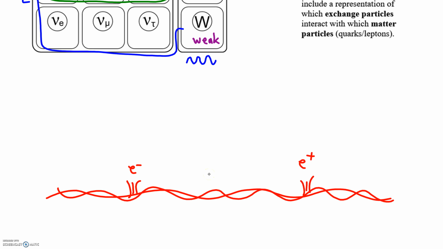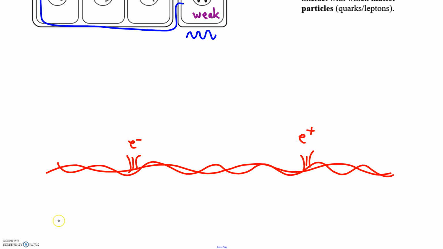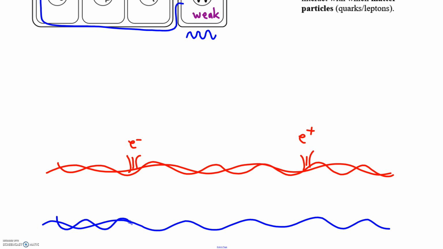The same thing is true for quarks, right? There is some quantum field for quarks. And so you can get an up quark popping out of this quantum field. You can get an anti-up quark, or an up anti-quark.